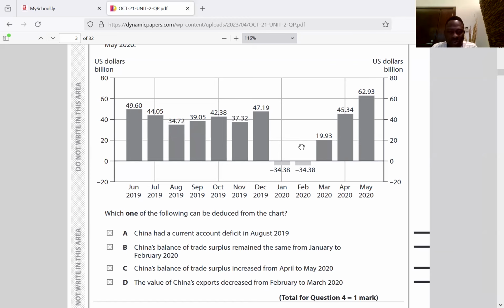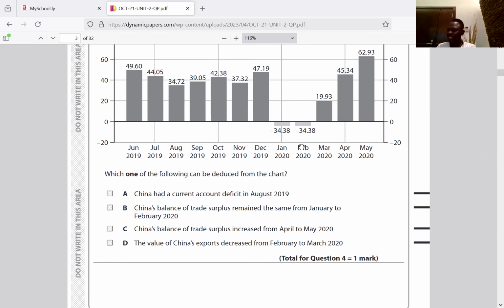China's balance of trade surplus remained the same from January to February 2020. In January 2020 it was a deficit, and in February both of them are deficit, no surplus, so it's not B. China's balance of trade surplus increased from April to May. From April to May, it increased from 45.34 to 62.93. So the answer is C. And the value of China's exports decreased from February to March. No, it never decreases, it increases because it's surplus. So the answer is C.